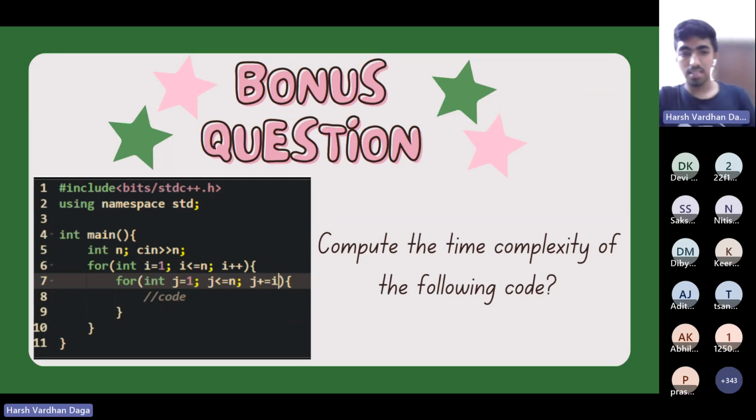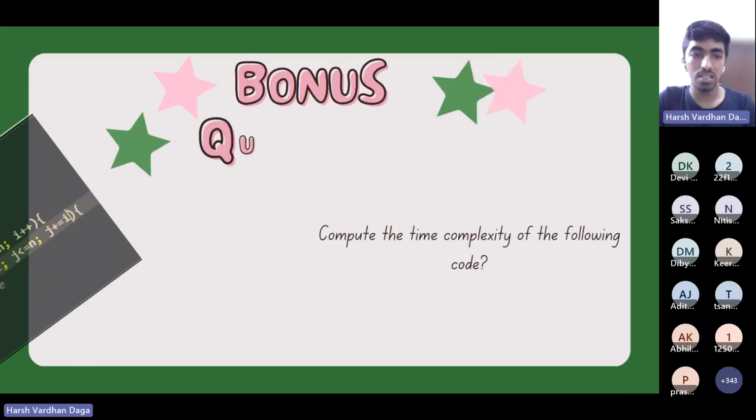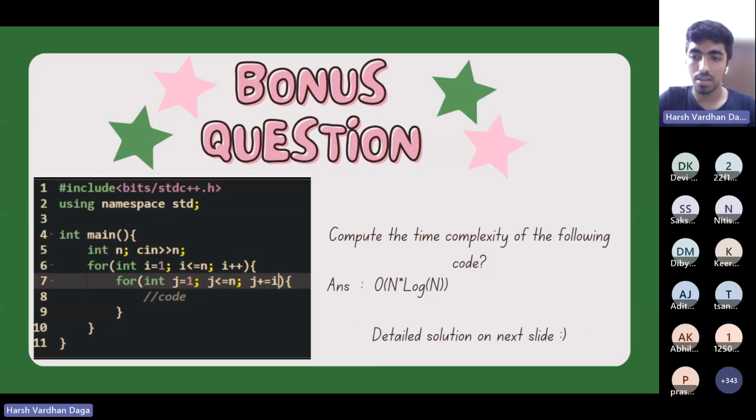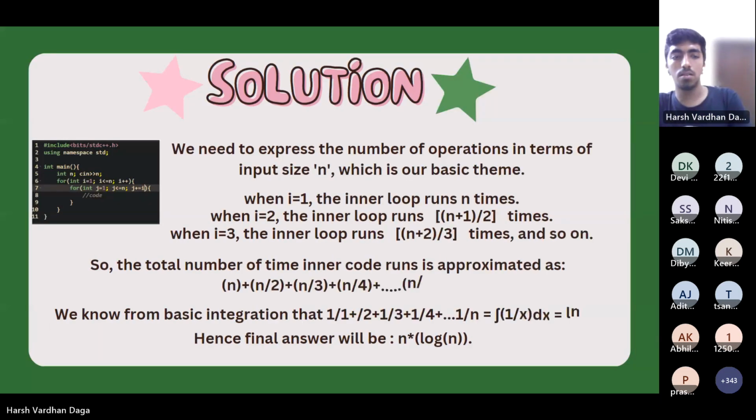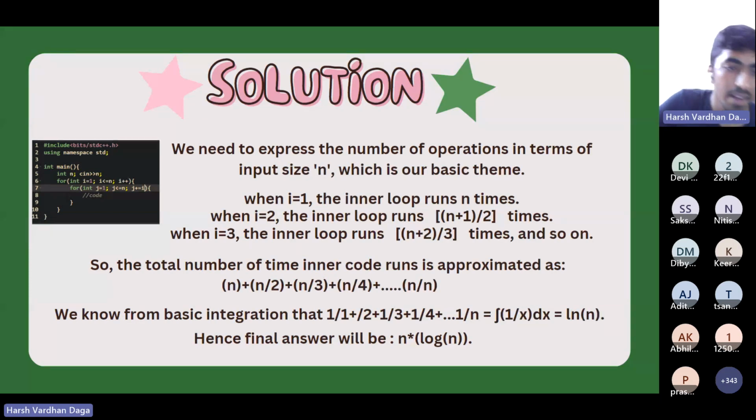Okay, so I'll discuss the solution of this question. The answer to this question is O of n log n. So have a look at this code. When i is 1, i is checked less than or equal to n. Int j is equal to 1, j is less than or equal to n, and j is incremented by i. This loop executes n times since j is 1 and j is incremented by 1, which is i.